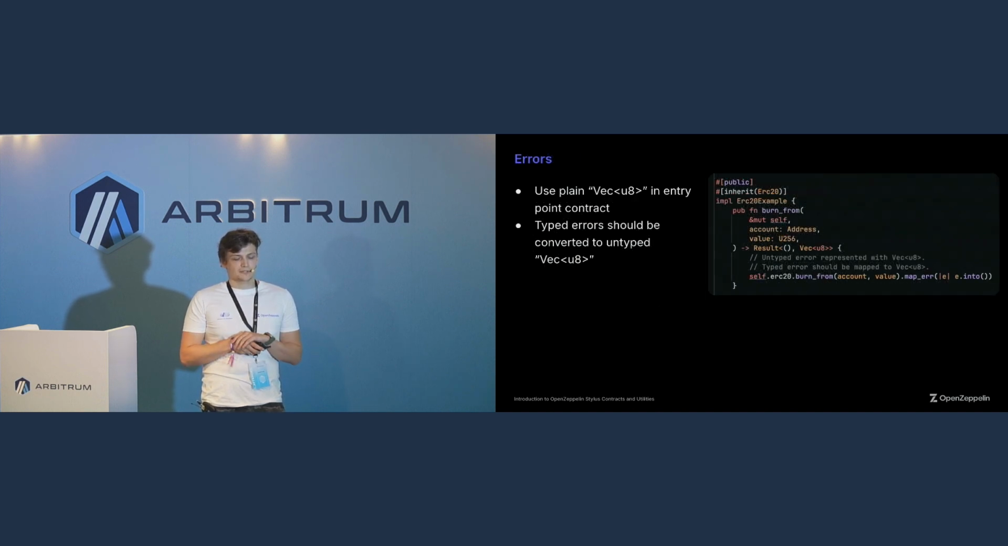So with errors, it can be quite simple. If you need just to use, for example, our smart contract, and you don't want to mess with typed errors in Rust, you can just use raw bytes and return them. Just map the typed error to a vector of bytes, and that's it. It can work for simple scenarios, but for libraries, of course, you should have some more sophisticated approach, because otherwise it would be very hard to test.